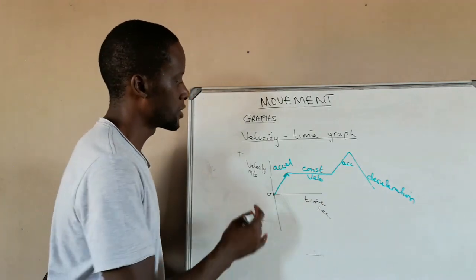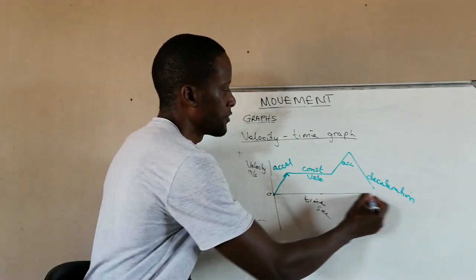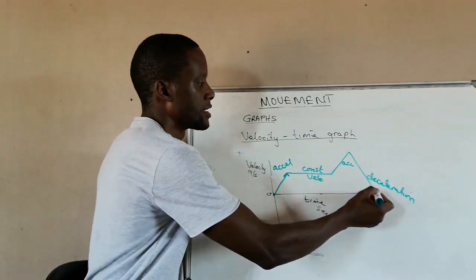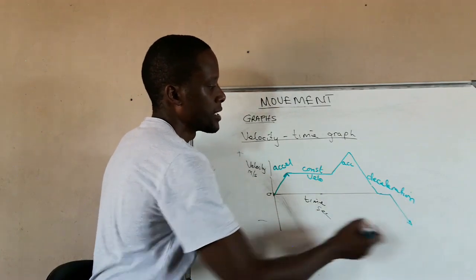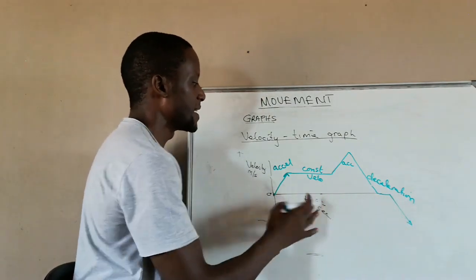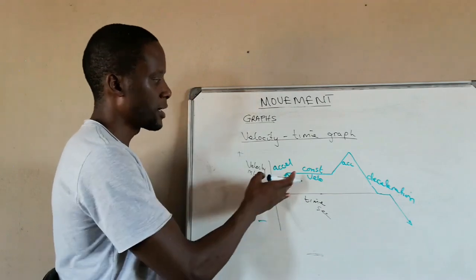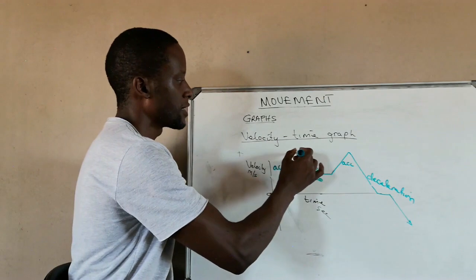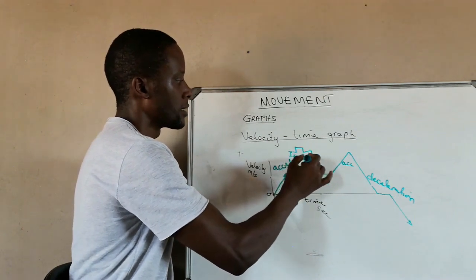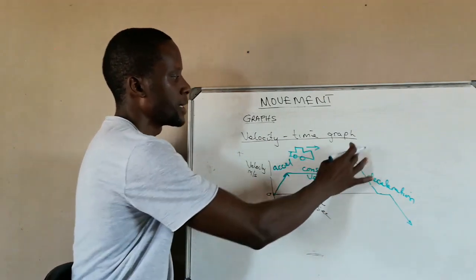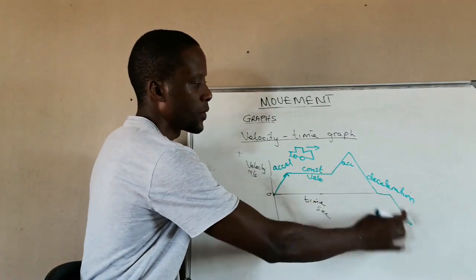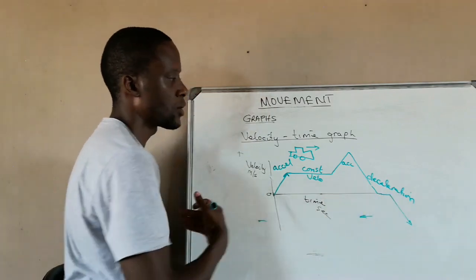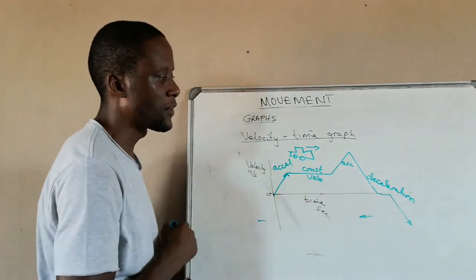Now, one more thing I would like to mention on the velocity time graph is that if the graph goes into the negative direction, this means it has changed direction. If the vehicle was going in the positive direction, then when the graph goes down, it means the vehicle is no longer going that way, but has changed. It is now going in the opposite direction.